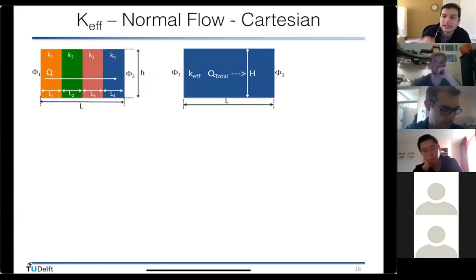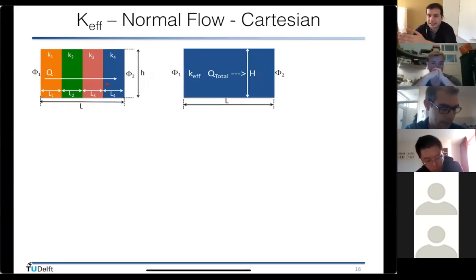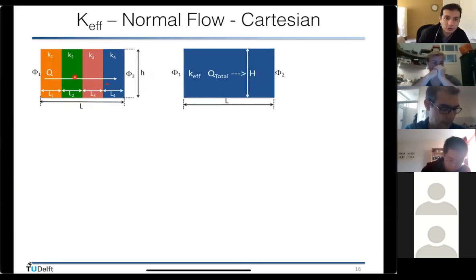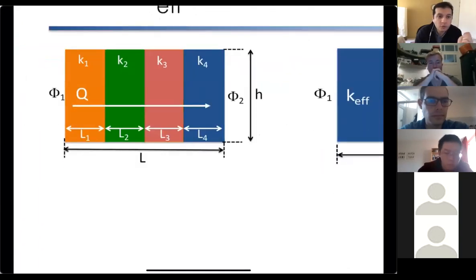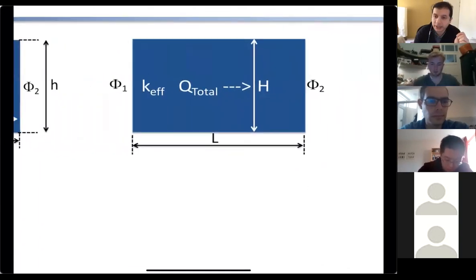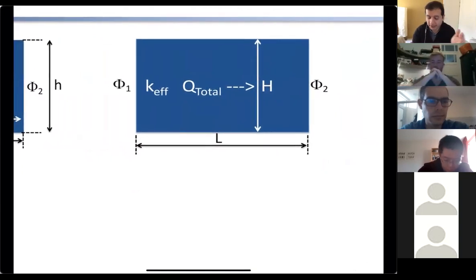Now I go to the next configuration. This configuration is not layered parallel to the flow. This configuration actually has flow that is normal to the layers of permeability, across its flow path. The flow happens again between phi 1 and phi 2, but I have a flux Q here that happens across these media. Each medium has a length of L1, here L2, here L3, here L4, and it has permeability 1, 2, 3, 4. And I want to find one effective property for the entire normally positioned layered system.